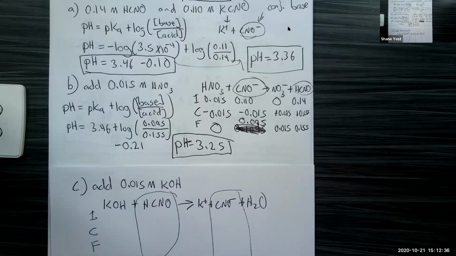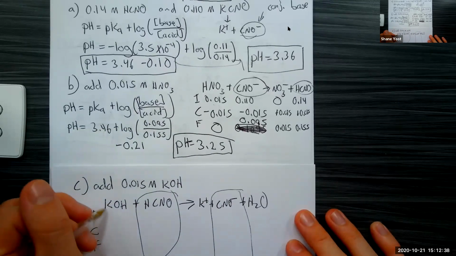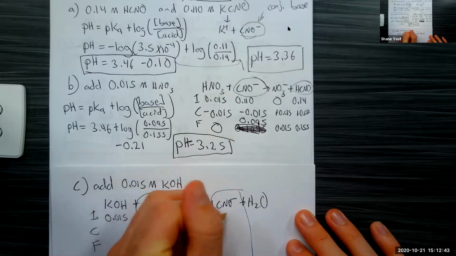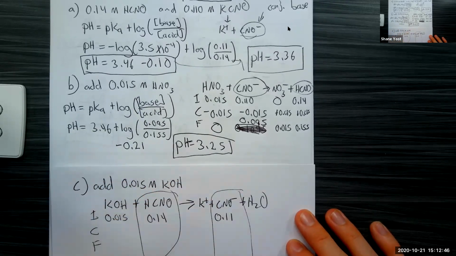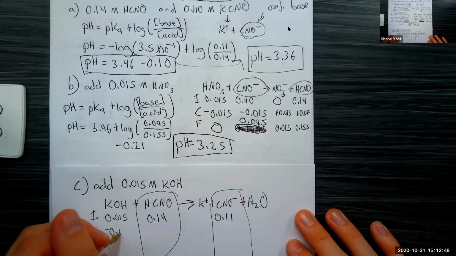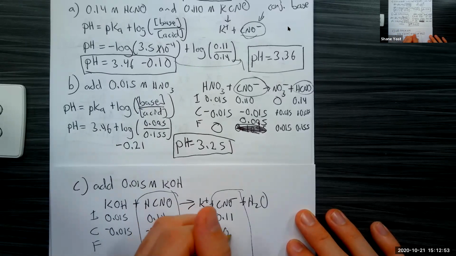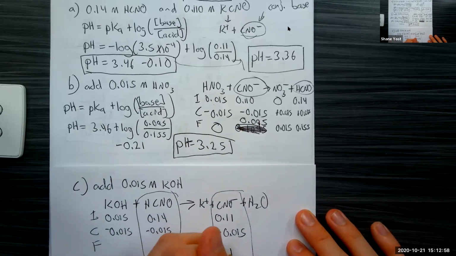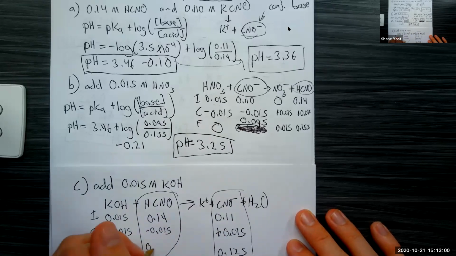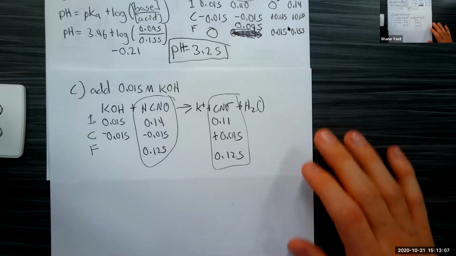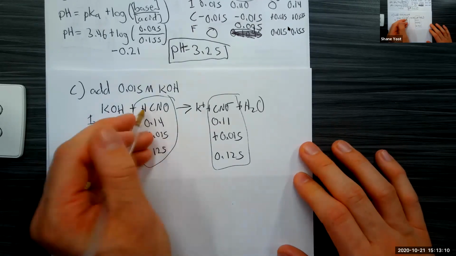Right, which is just kind of filling out this chart. This would be 0.015. This is 0.14, 0.11 initially, right? Then minus 0.015, minus 0.015, and plus 0.015, right? 0.125, 0.125, okay? So you end up getting that as your final concentration of acid and base.